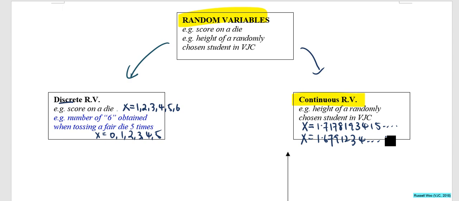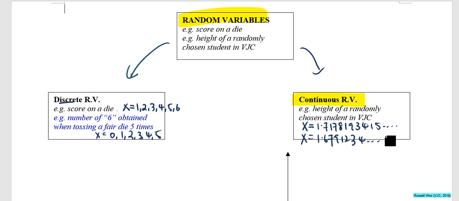I repeat one more time, theoretically speaking. So it's impossible to list out the number of outcomes. Therefore, it's called a continuous random variable. So we must contrast between these two. So far, so good.